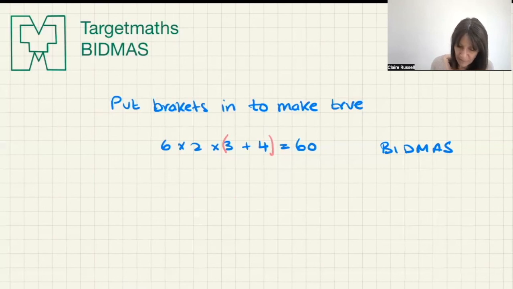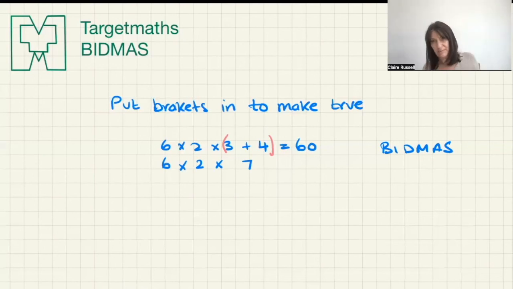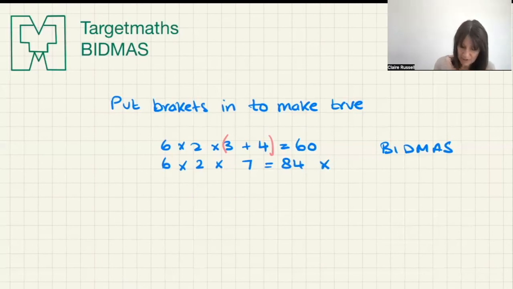So 3 plus 4 is 7. I've still got the times, the 2, the times, and the 6. Now, because that's all times, I can just get on with it. So 6 times 2 is 12. 12 times 7 is 84. So that's not where the brackets are going to go. So I'm going to have to try something else.